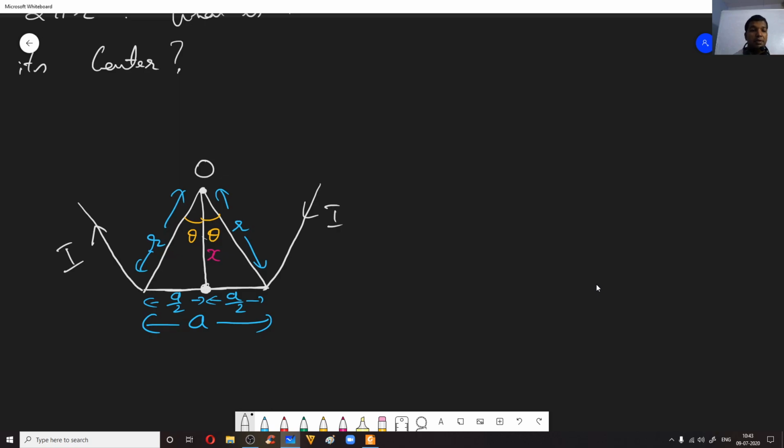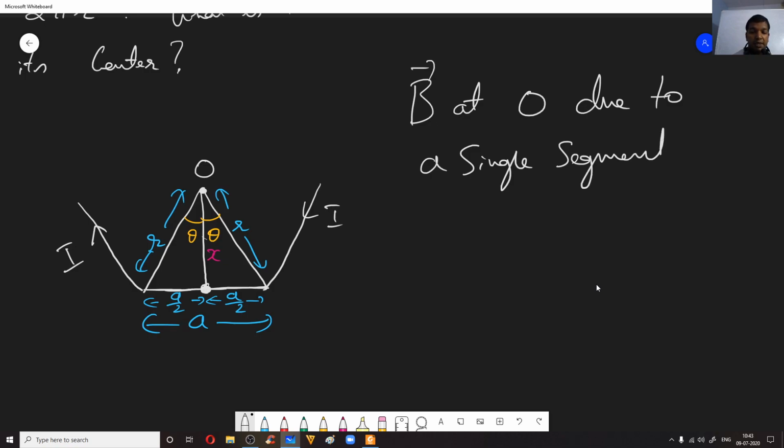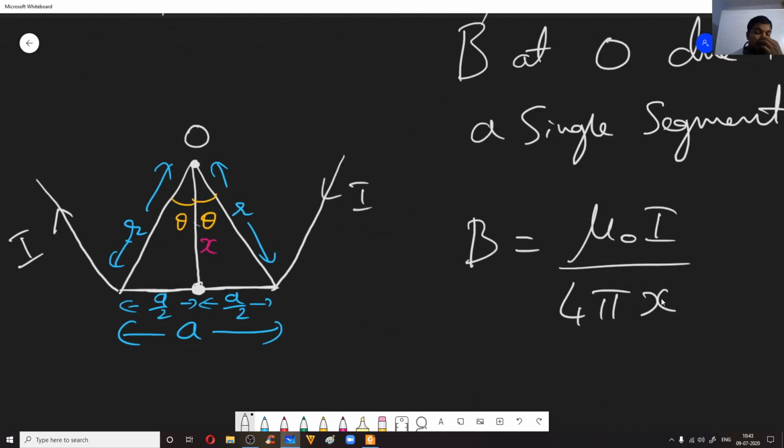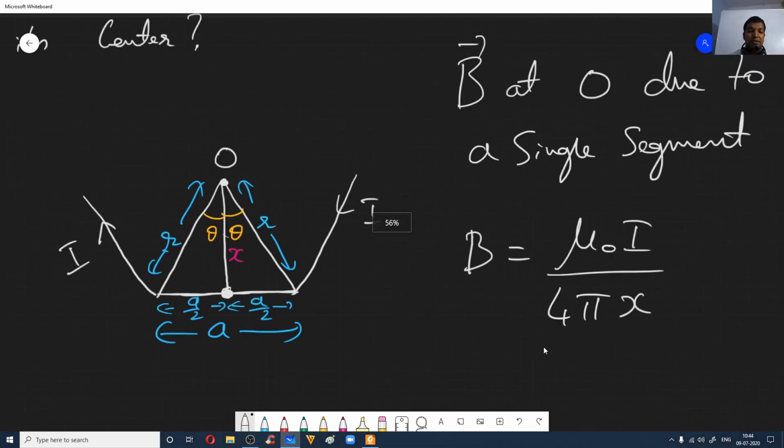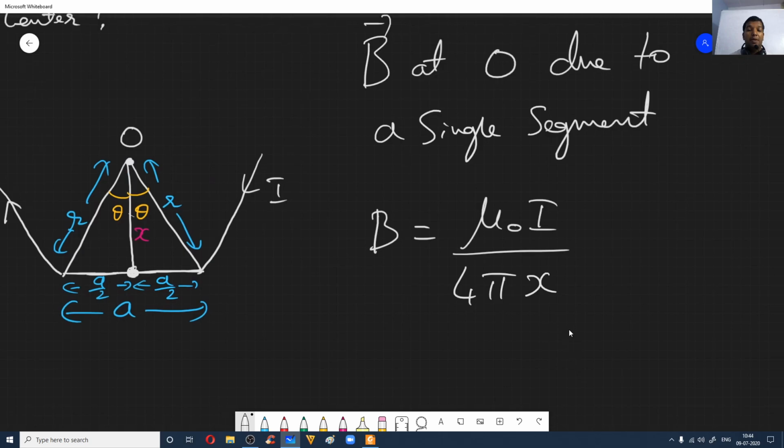B, the magnetic field at O due to a single segment, I'm just writing the magnitude here, can be given as mu naught I divided by 4 pi r. In this case r is actually the distance, so the distance is x. Don't confuse small r and x. Usually we substitute r as the perpendicular distance from the wire to the point, so here it turns out to be x, not small r. So mu naught I divided by 4 pi x.